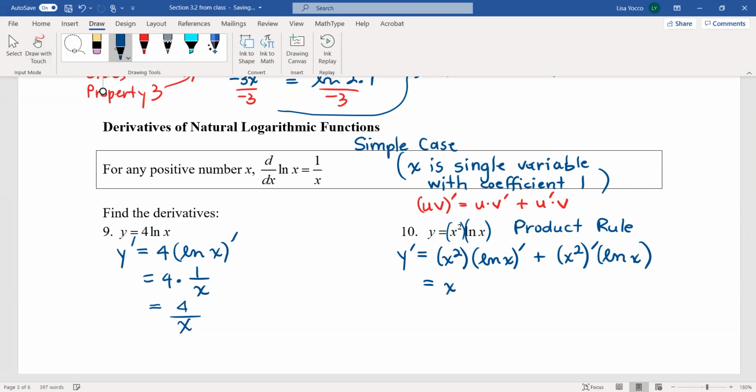All right, so we've got x squared. This is our new formula. Derivative of ln of x is 1 divided by x. On the other side, the derivative of x squared is 2x. And that's pretty much it. You can do a little bit of simplifying.